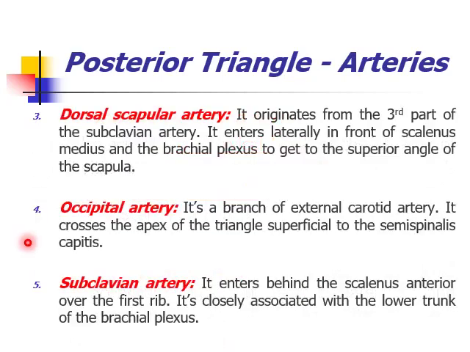The third artery to appear in the posterior triangle as part of its content is the dorsal scapular artery, coming from the third part of the subclavian. It enters laterally in front of the scalenus medius and the brachial plexus to get to the superior angle of the scapula. It runs to the posterior aspect of the posterior triangle deeply to reach the upper border of the scapula, and from it reaches to the back of the scapula, supplying its muscles.